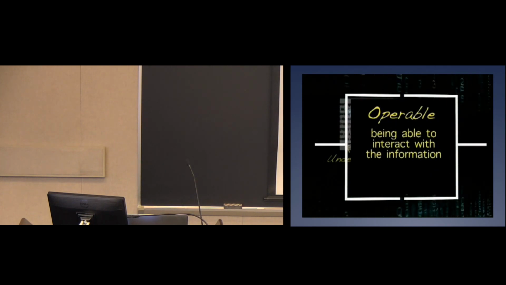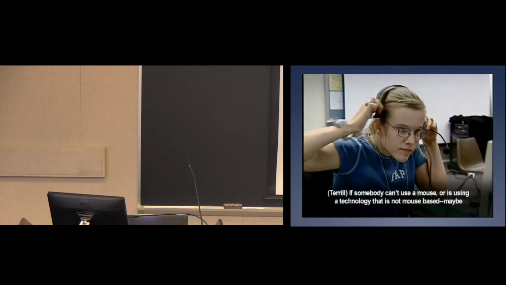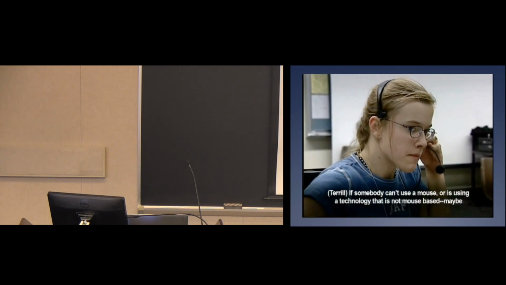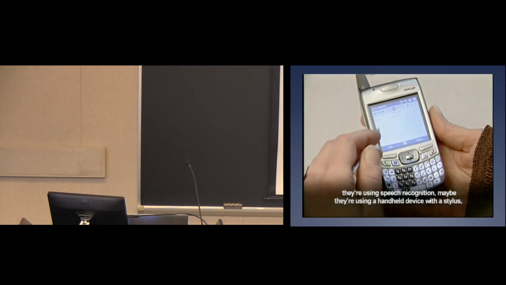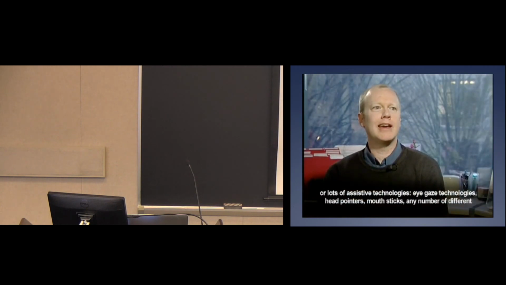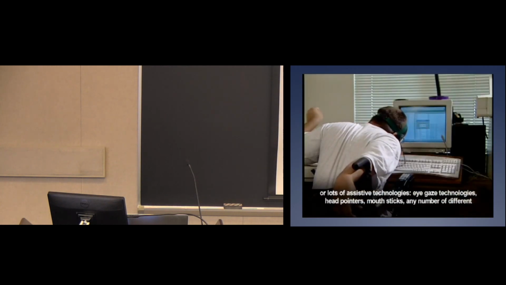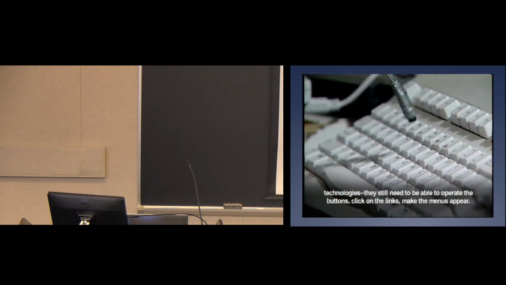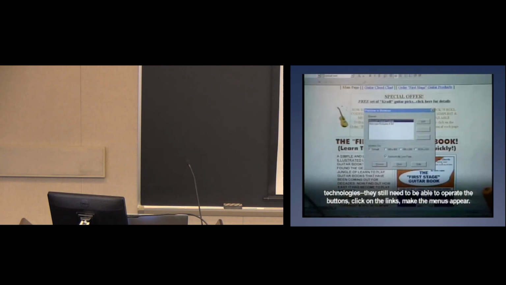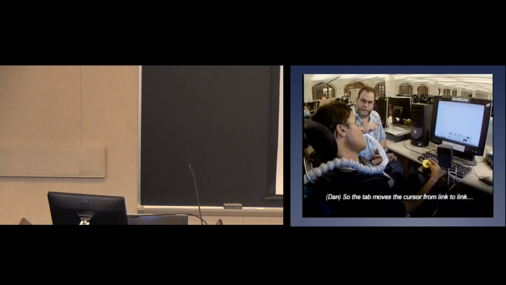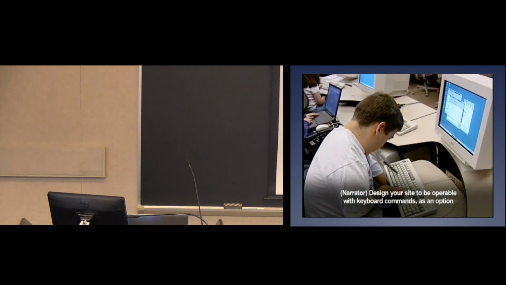Operable means being able to interact with the information. But if somebody can't use a mouse or is using a technology that is not mouse-based, maybe they're using speech recognition, maybe they're using a handheld device with a stylus, or lots of assistive technologies, eye gaze technologies, head pointers, mouth sticks, any number of different technologies, they still need to be able to operate the buttons, click on the links, make the menus appear. So tab moves the cursor from link to link. Design your site to be operable with keyboard commands as an option for people who don't use a mouse.